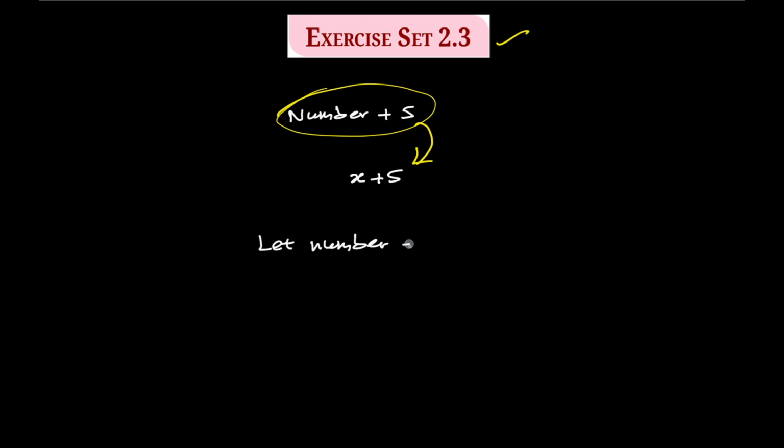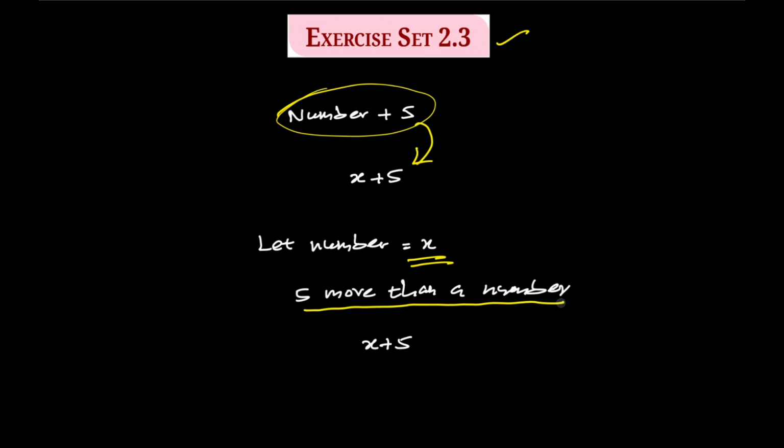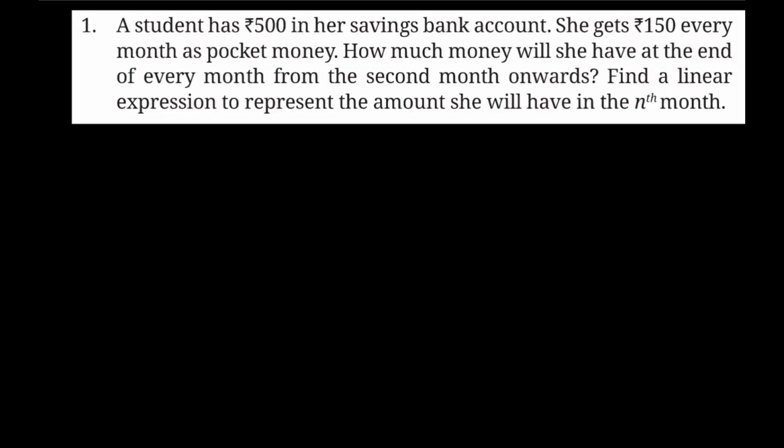Let the number be x. 5 more than a number. Now this becomes x plus 5. One statement, 5 more than a number, so we can write the expression x plus 5. So now we convert these words into polynomials. Let's start with the first problem.